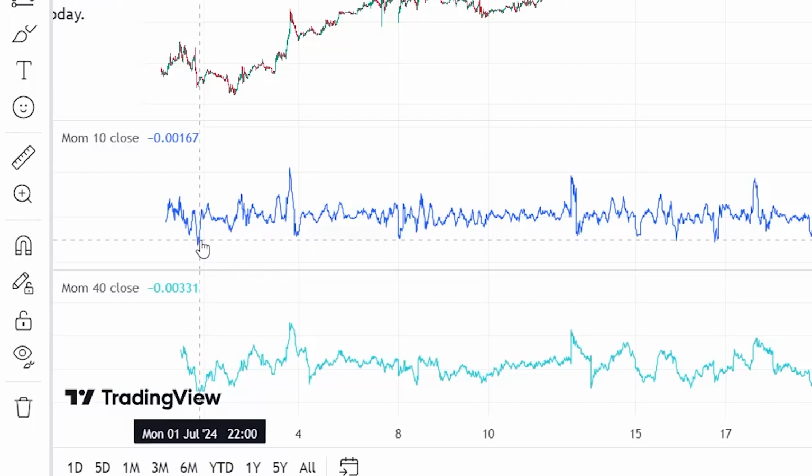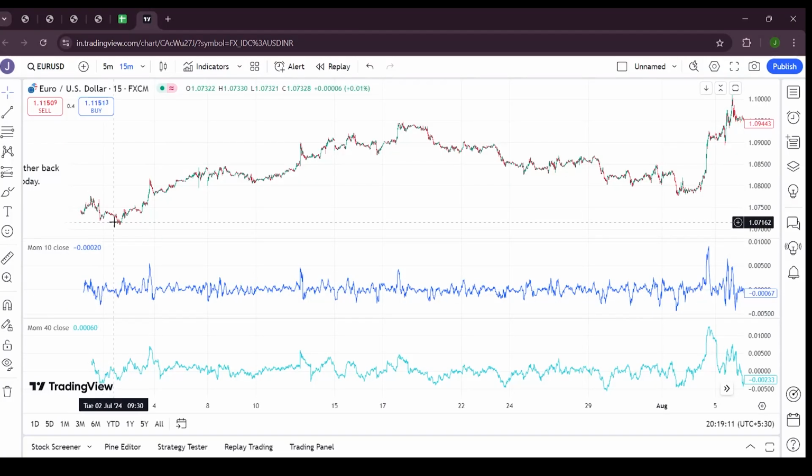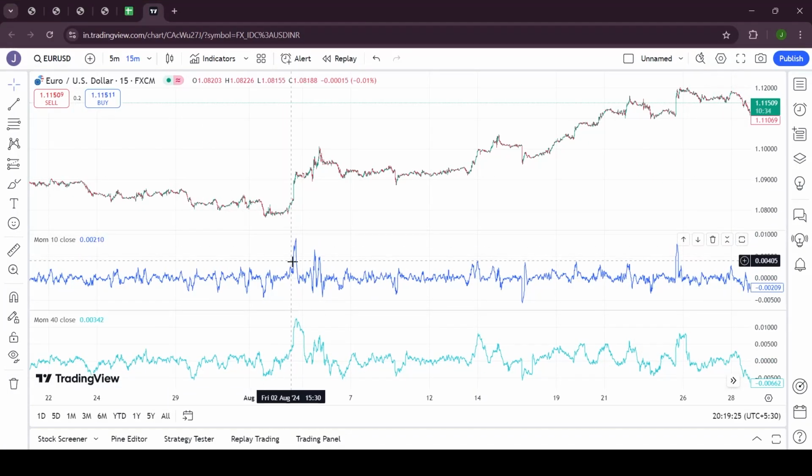So let's see, this one is below 0 till there, you can see that the market is down, and this one is above 0, so here it is an uptrend. Similarly, this one is showing an uptrend.